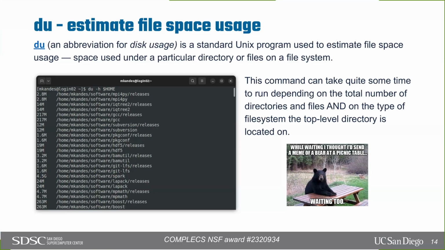A lot of errors people see are just because they ran out of space. They've hit their quota in their home directory because it's small. It's like 100 gigabytes on Expanse, so they'll run out of space pretty quickly, and then jobs will start failing because they're trying to write to a place where there's no room left, right? This is one of the most common errors we'll see. So du is an easy way to check how much space you're using in any directory, regardless of the file system.